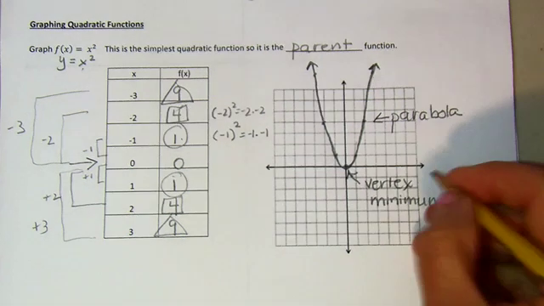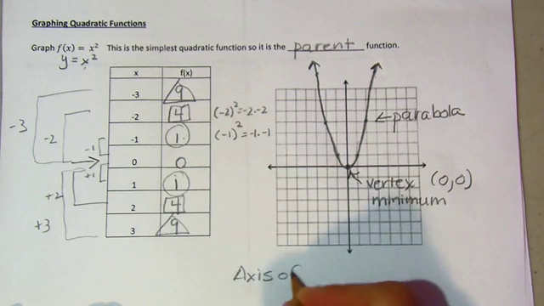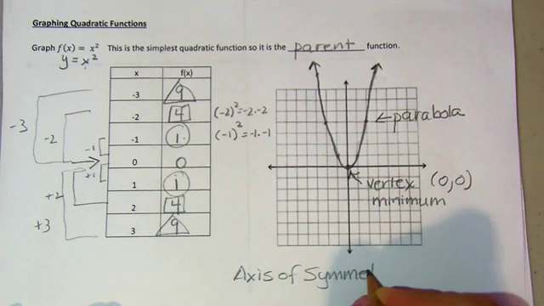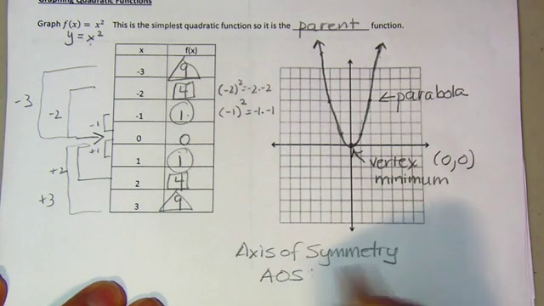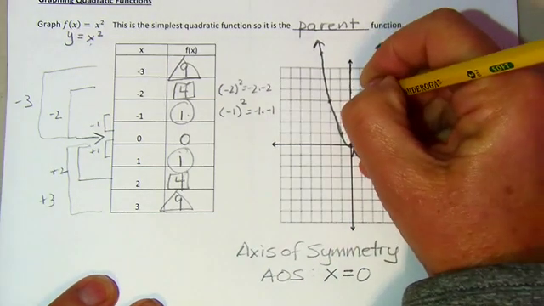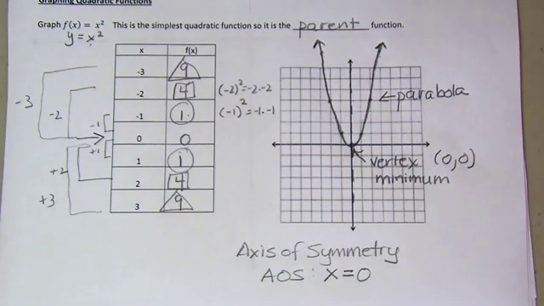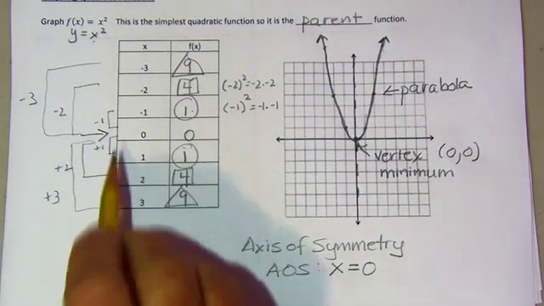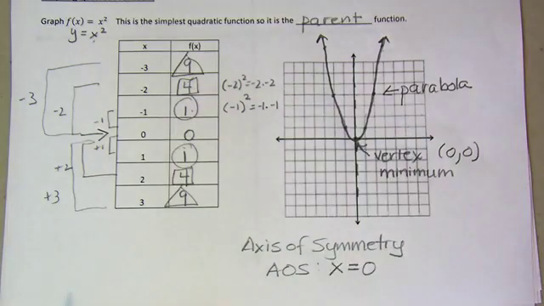Okay, so my vertex is the point (0, 0), and my axis of symmetry, if you remember back to the absolute value unit, we abbreviate that AOS. My axis of symmetry is the line x equals 0. It's this line right here that goes through the vertex. This scenario that I just described, this symmetry, will happen with every quadratic equation that we graph. They won't all have exactly this shape. We'll talk about the other possible shapes that they might have.